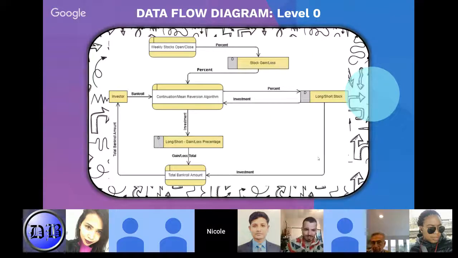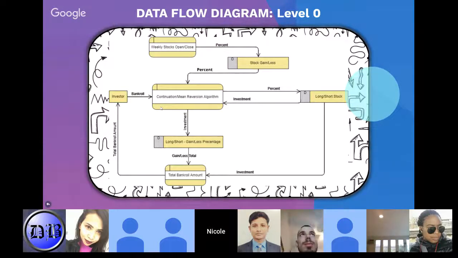The big rectangles, as you see over the continuation and mean reversion algorithm, are known as external entities to break down the process itself, and the small rectangles are known as a data store. Basically, they are the lowest level of the decomposition, where all the data are stored.